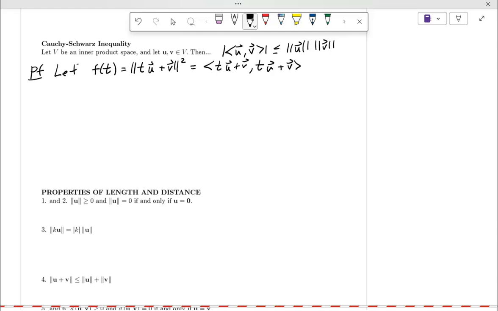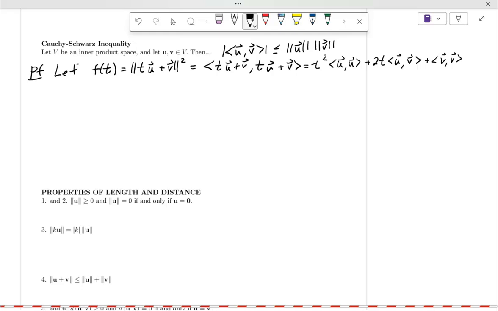What do you think I might want to do with that inner product with itself now, given the last couple of problems we've done? Distribute everything, right? When we distribute, I'm going to get a t squared, and then I'll get a u with itself. Well, I'll get a tu with a v and a v with a tu. So we'll get a 2t times the inner product of u and v. And then the last one will just be a v with itself.